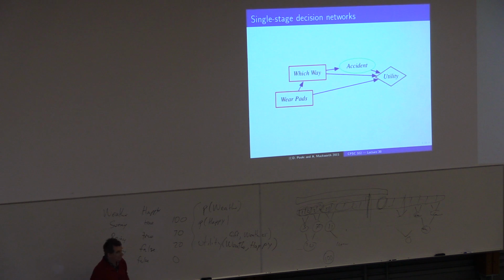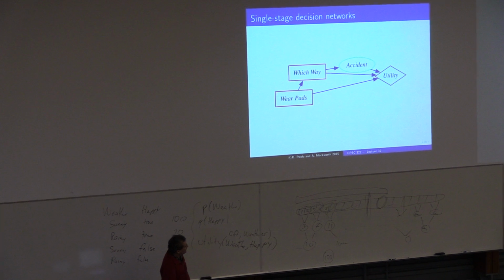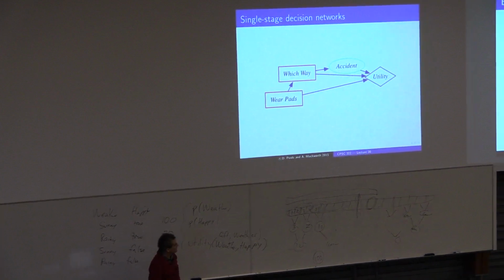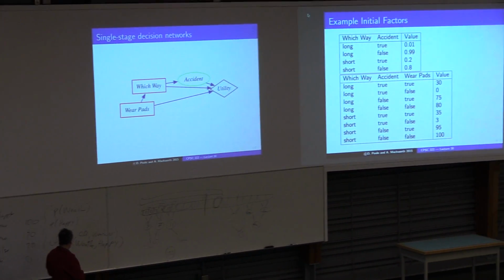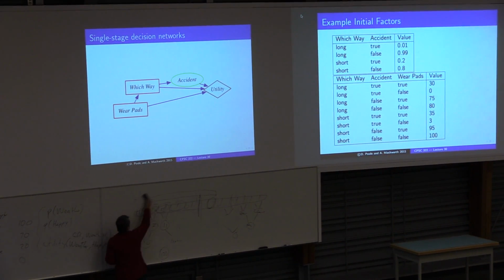So let's look at this. If I have this network, I have two initial factors. I have the probability of accident given which way, and I have the utility of which way, the accident, and whether I wear pads. So I have two in here, and now I'm going to multiply them together and sum out.